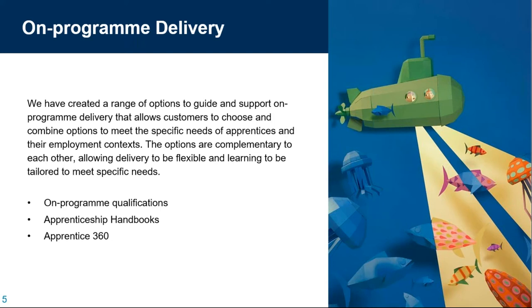So the options are complementary to each other that are available, such as on-program qualification and apprenticeship handbooks, and the digital learning content that we will be delivering through Apprentice 360. So they all complement each other. It's not that they are in duplication, or sitting separately to each other. So on-program qualifications is the specification that you use. The apprenticeship handbooks are designed for the teachers and trainers to use, as well as the learner handbooks. So those three are specifically for on-program delivery.